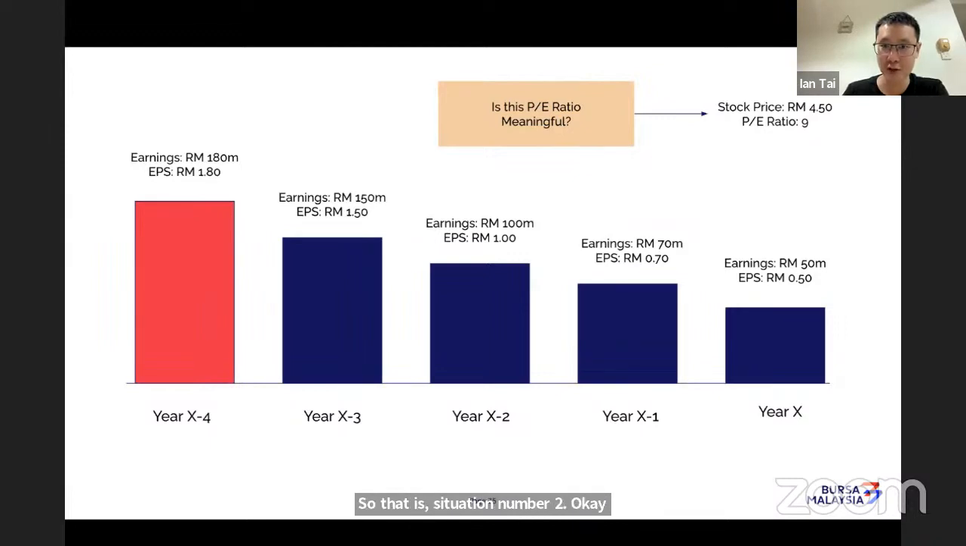Situation number 2 is a value trap simply because a lot of people are not aware of this, and then they just say PE ratio 9, cheap, buy. They forgot that they need to account for what happened in the past. So that's a value trap.